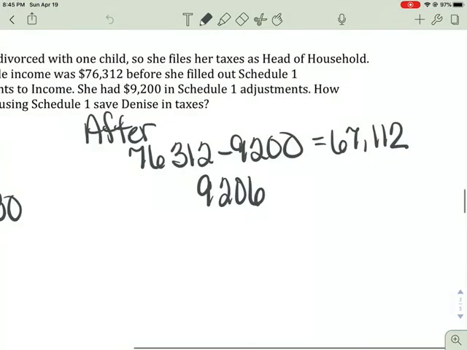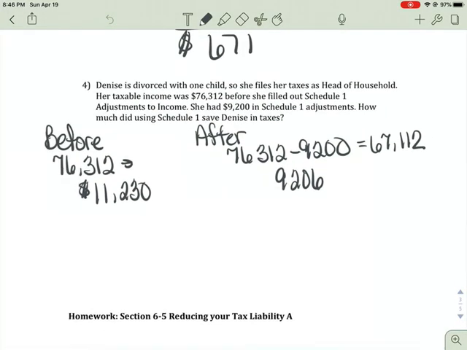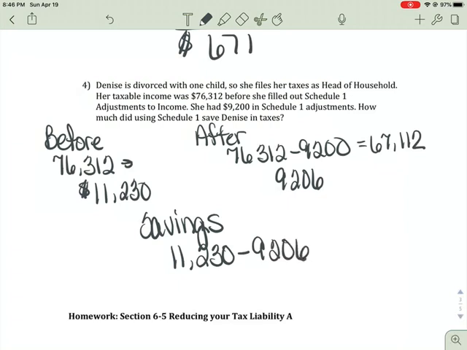Okay. All right. So we want to know how much did it save her? So we're going to subtract. So let's call it savings. It's 11,230 minus 9,206. Okay, so we get a savings of $2,024.